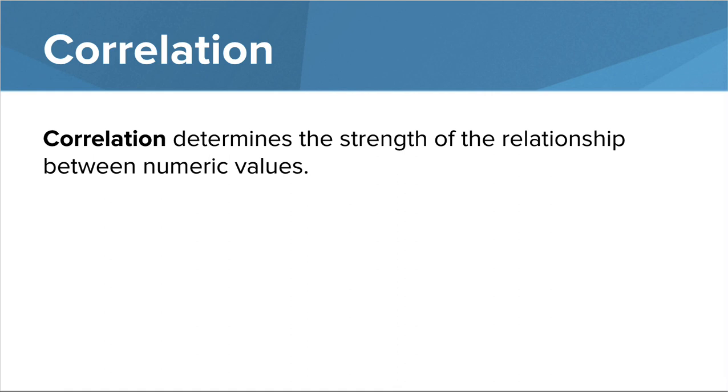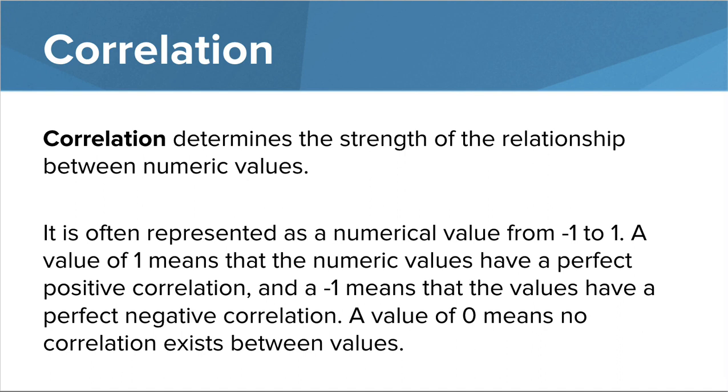Correlation determines the strength of the relationship between numeric values. In other words, it determines whether or not independent and dependent variables have a relationship to one another. Correlation is often represented as numeric values from -1 to +1. A value of +1 means that numeric values have a perfect positive correlation, and a -1 means that the values have a perfect negative correlation. A value of 0 means that there's no correlation, or no relationship between the two variables.